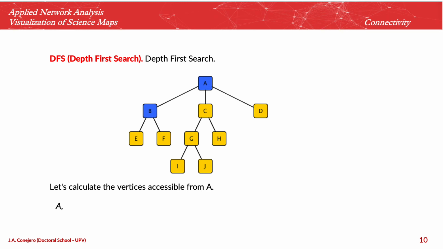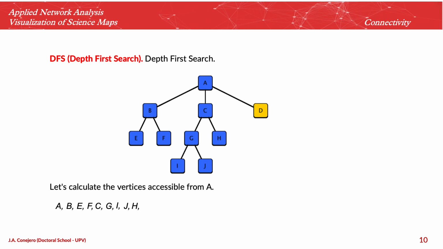So we go first to E, we cannot go further, and we go to F and we can neither go further. So in this case we return to C. And from C, we go later to G and H, right? From G to I and J, and later, since we cannot go farther, we return and we visit H, right?